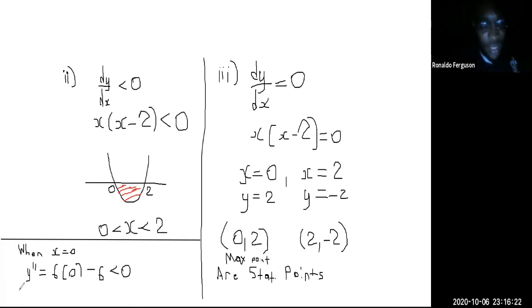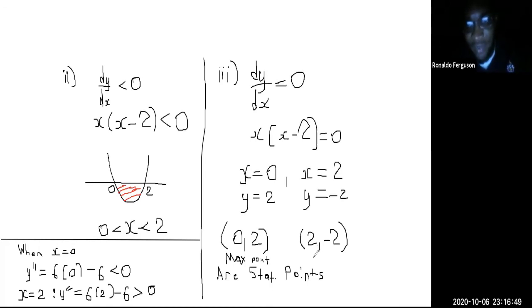And so next we need to check when x is 2. So when x is equal to 2, we put a colon. The second derivative is equal to 6 times 2 minus 6, which is 6, which is greater than 0. And so this is a what? That is a minimum point. All right, this is a minimum point.